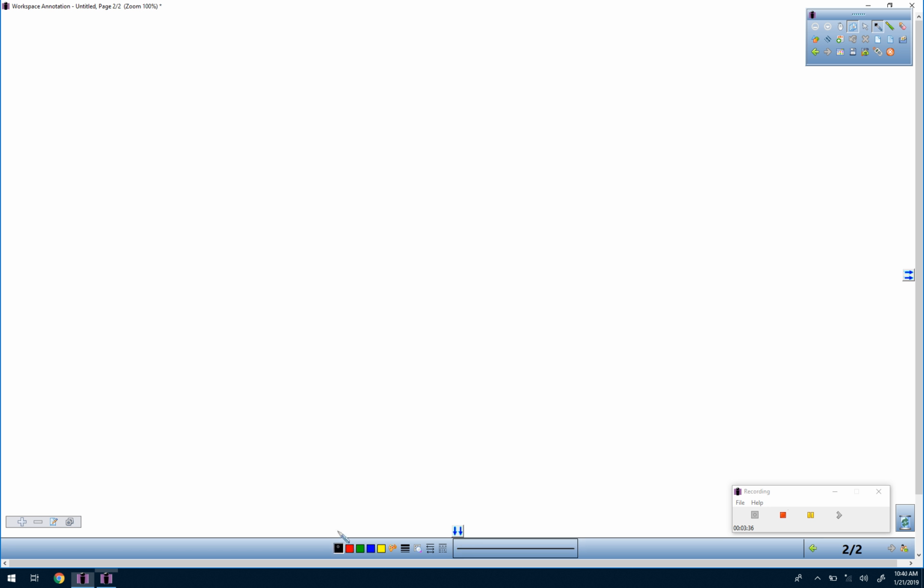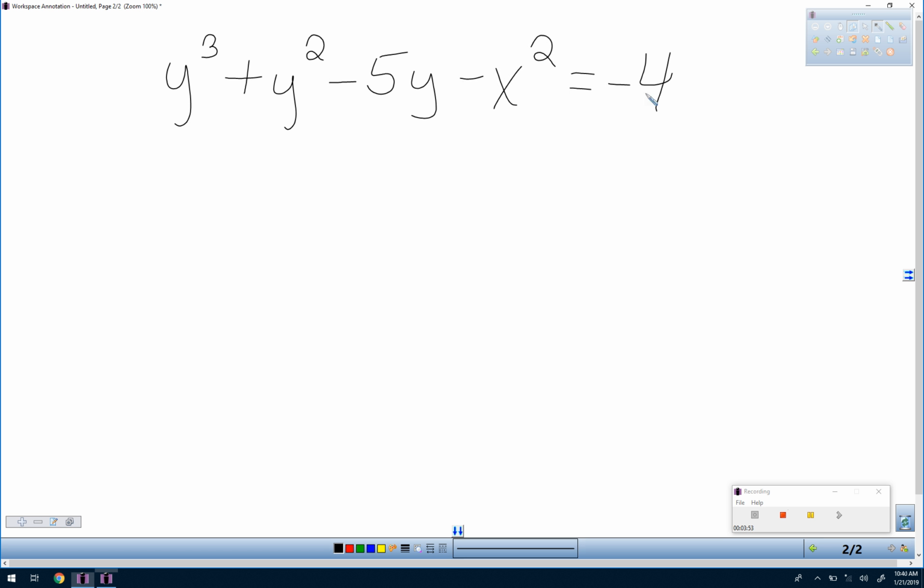So let's say that you had the function y cubed plus y squared minus 5y minus x squared is equal to negative 4. My goodness, could you imagine having to solve that for y? It would be dang near impossible to try to solve that for y and then take the derivative of that. So instead, let's take the derivative implicitly. Let's take the derivative of each part.